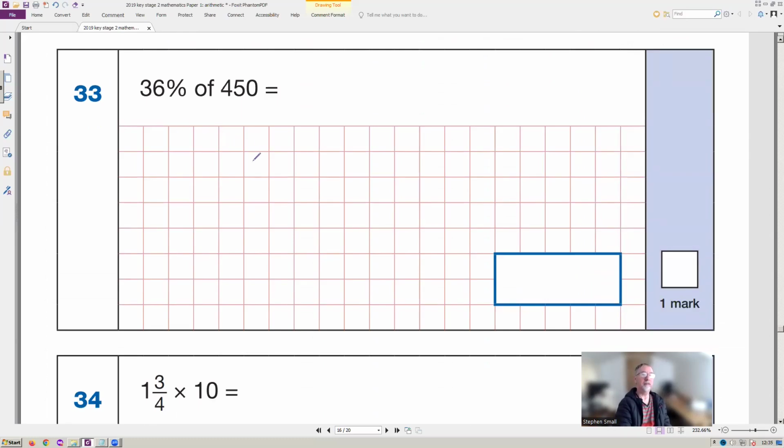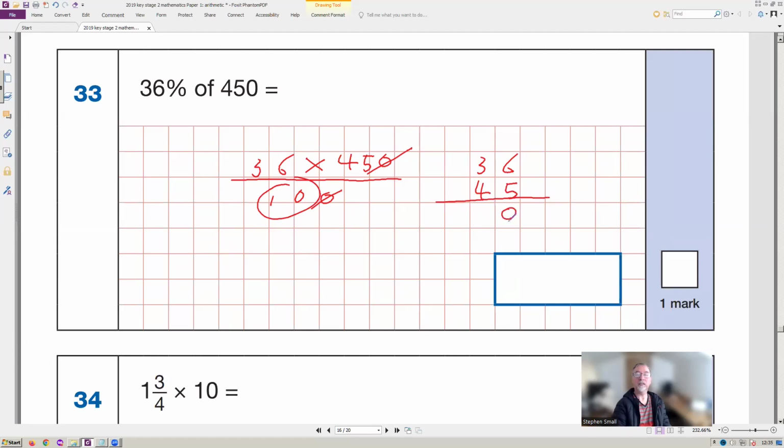36% of 450. So again, same thing. 36 over 100 of, right, of means times. Cancel a naught straight away. There we are. That helps us, doesn't it? And we're going to do that. We're going to remember our 10 to divide by. And now we're going to go 36 times 45 like this.